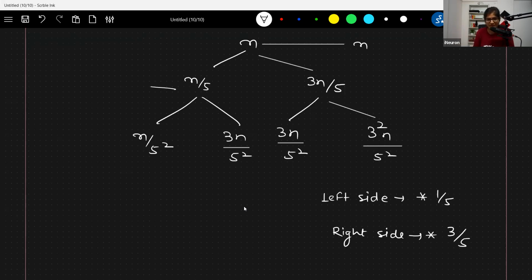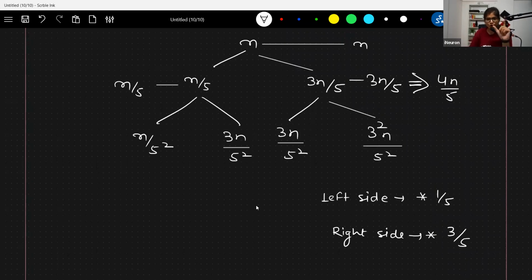Now, the cost required will be n by 5 here and 3n by 5 here. Total cost will be, who will tell me? Total cost at the second level will not be n. It will be the summation of these two, n by 5 plus 3n by 5, which is equal to 4n by 5.